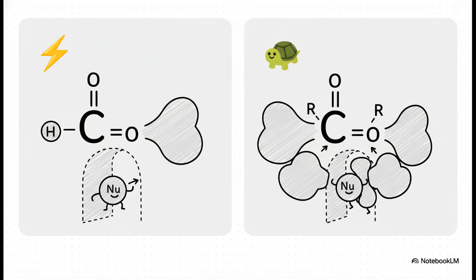The second reason is electronic. Those 2 groups on a ketone donate electrons, making the carbonyl carbon less positive. If it's less positive, it's less attractive to an attacker. So aldehydes are more reactive because they are less crowded and have a more positive carbon.